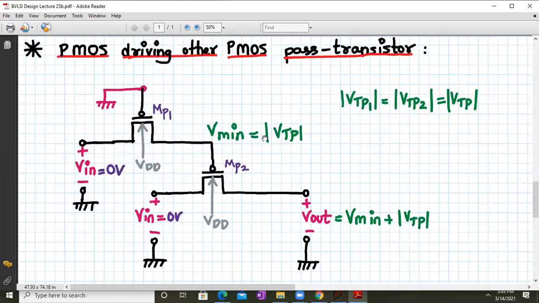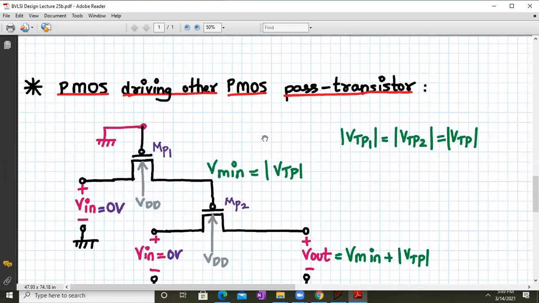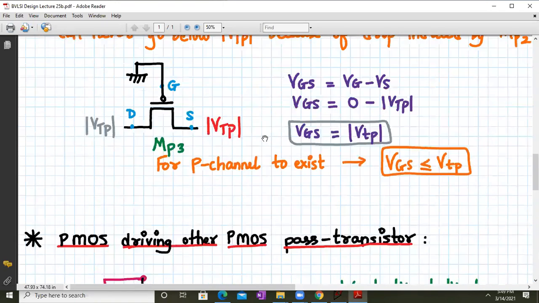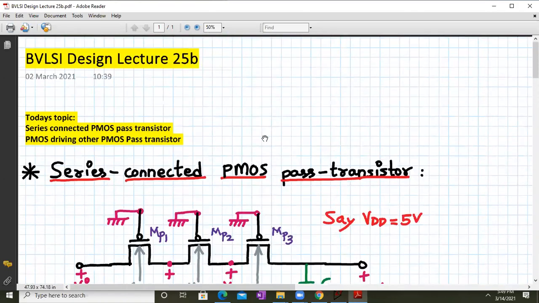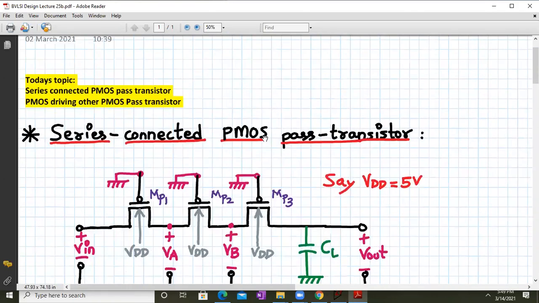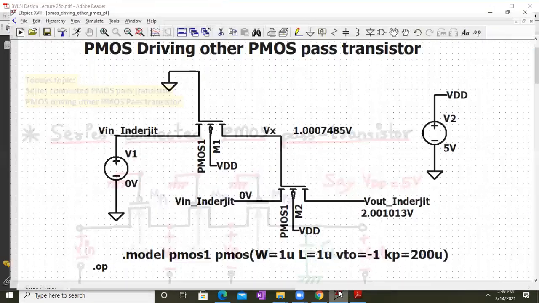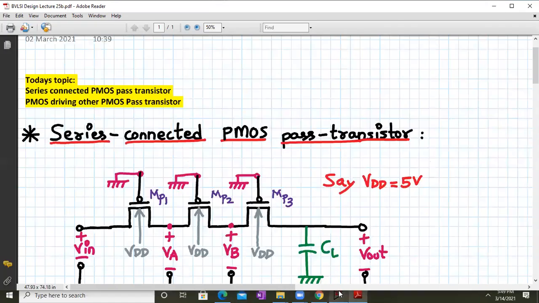Okay, so we have completed the discussion of a PMOS transistor driving another PMOS transistor, and the series connected PMOS pass transistor logic concept, both by concept and by a simulation in LTspice.